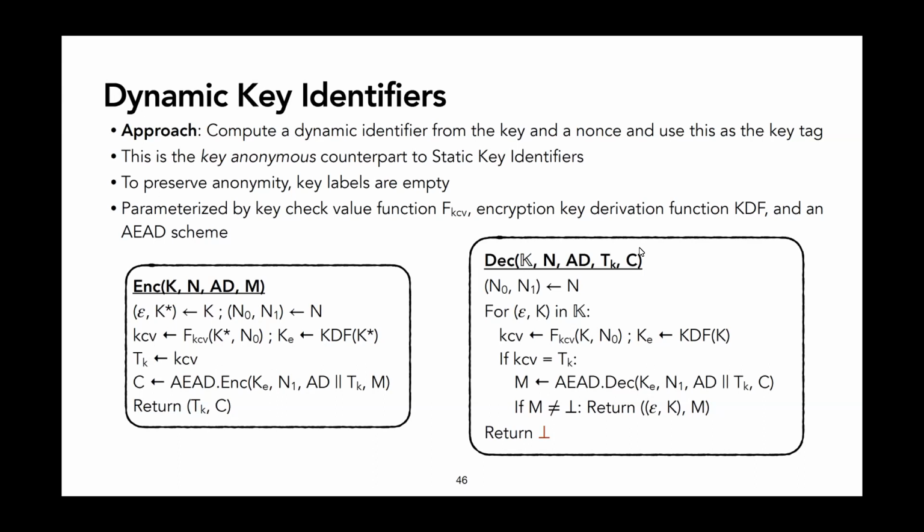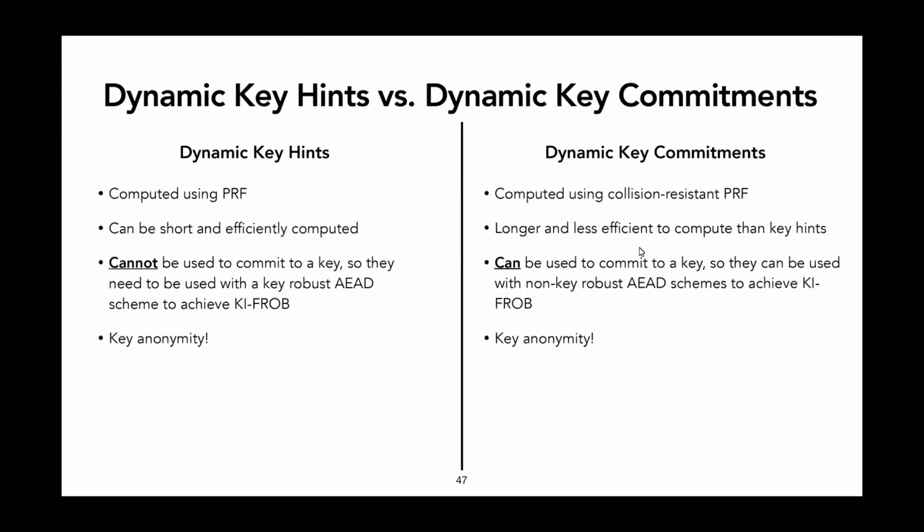We again divide dynamic key identifiers into key hints and key commitments. As before, key hints are computed using a PRF and can be shorter and more efficiently computed. However, they cannot be used to commit to a key. So you need to use a key robust AAD scheme with this.